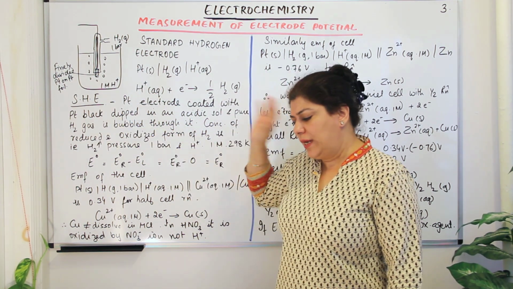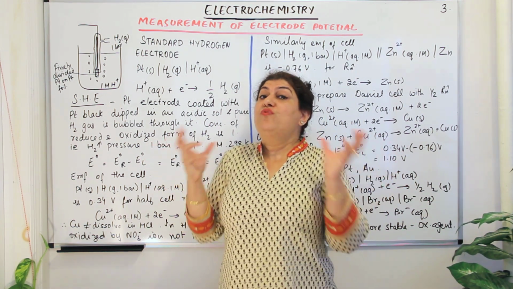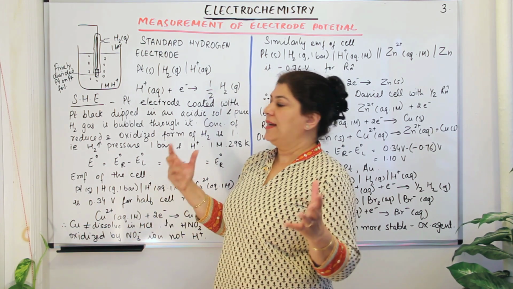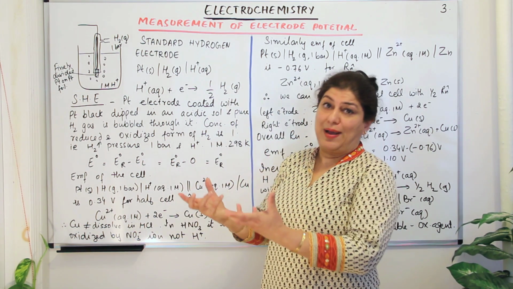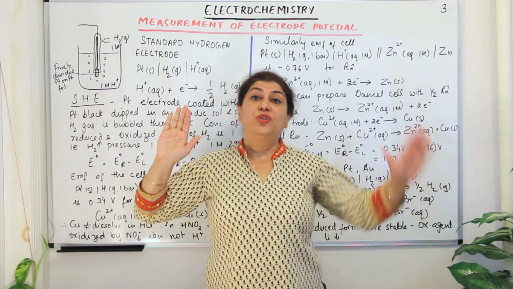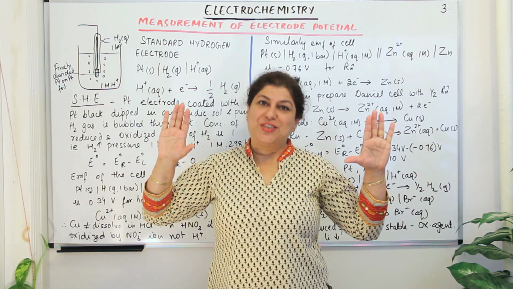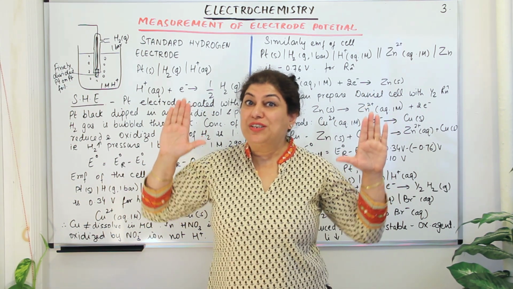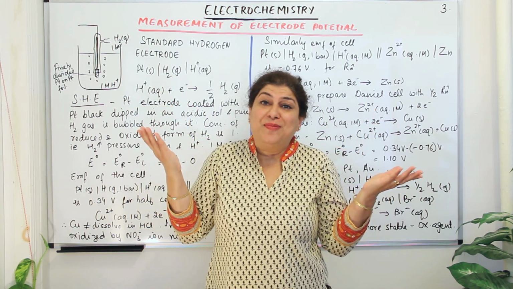Now the question is, okay, it was assigned, but how was it even measured? How did you verify that the standard hydrogen electrode potential was 0? Simple, we assigned a value. So if you had two hydrogen electrodes, one acting as an anode and the other acting as a cathode, and you compared their electrode potentials, what would the difference be? The EMF of such a cell would be 0, right?